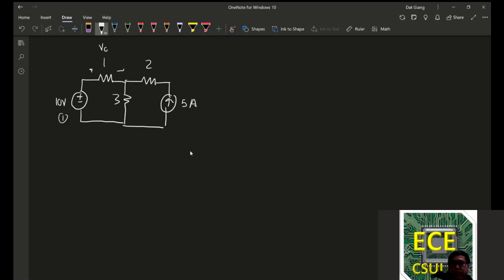Okay, so to practice what this procedure tells us, we first identify our sources. We have one source, we have 2 sources. So that gives us 2 cases. I'm going to take a look at case 1 first. In order to look at case 1, I keep this source, but I kill the other source. That means that the 5 amps becomes an open circuit.